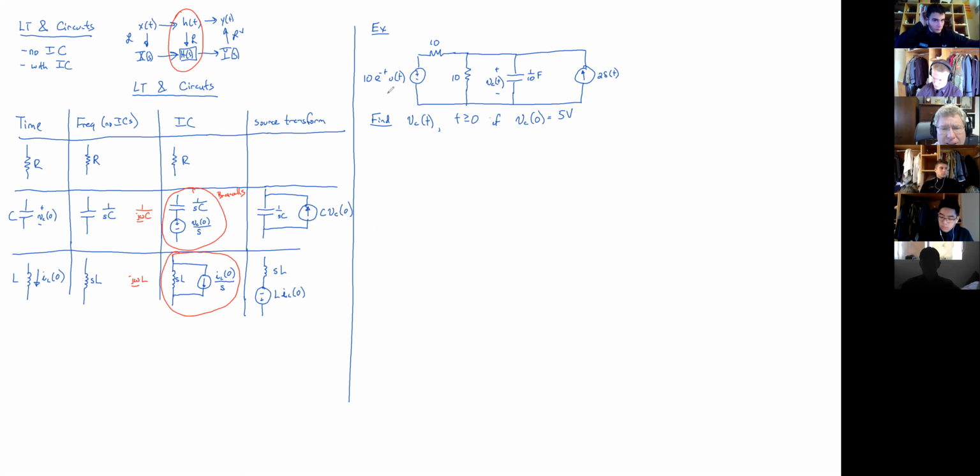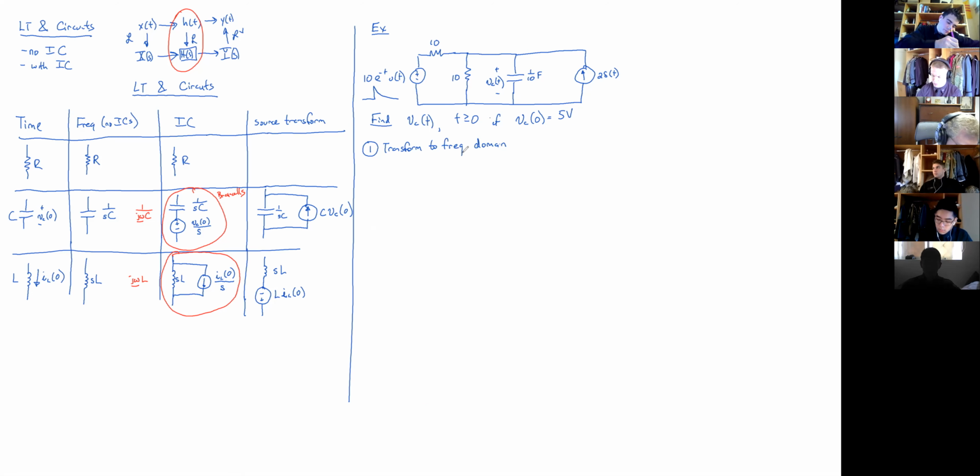This thing's working at the same time with some amount of voltage that looks like this, and it all seems pretty complicated. Here's how to do it. So the first step is to transform to the time domain. I'm sorry. You're already in the time domain. We're going to transform to the frequency domain.